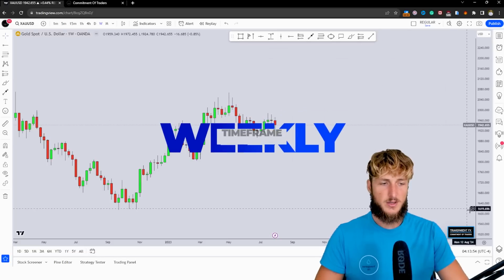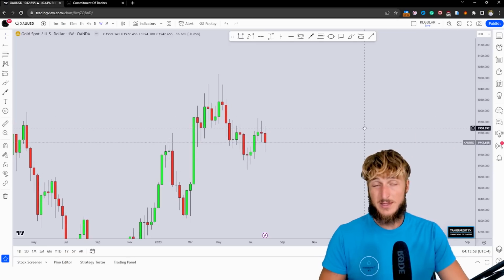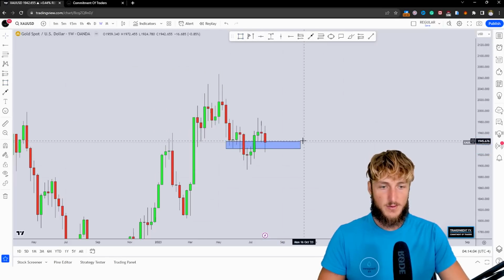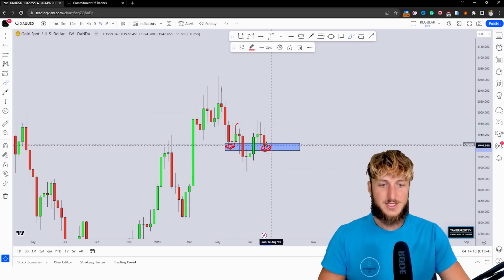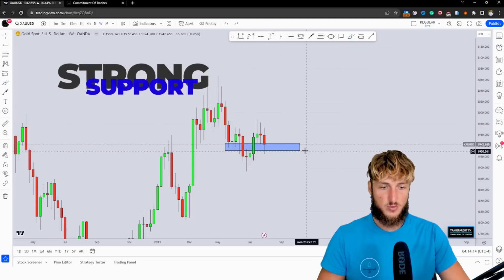Dropping down on the weekly time frame, what do we see? Now, from a weekly perspective, the pattern and structure at the moment is quite bullish. In fact, if we look closely, we can see how we have quite strong previous weekly support here from which this move to the upside was created, which at the moment is getting tested again as support and from which we could expect a potential move higher.